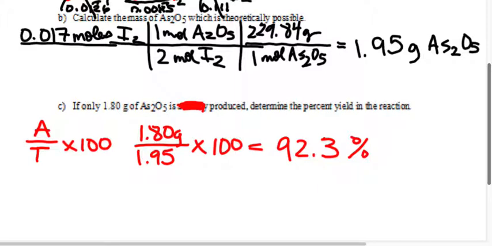Okay, so those are all the examples I'm going to do about that. This next problem has a little bit different twist to it, but is everyone good with limiting reagents up to this point, and percent yield?